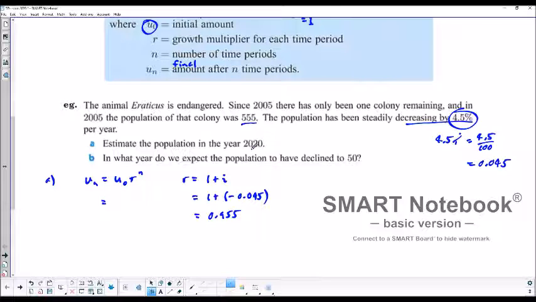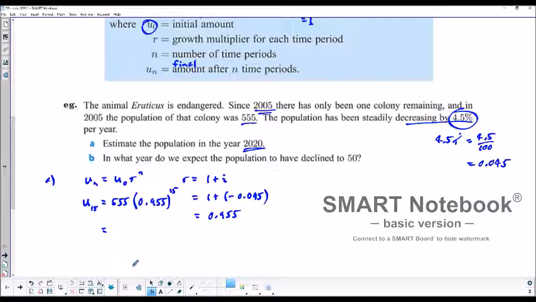Now, estimate the population in the year 2020. Initially we looked at 2005, and 2020 is the next time we're going to look at it, which means the number of years elapsed is 15. So we're looking at the 15th term, where u sub 0 is 555 and the factor is 0.955 to the exponent 15.